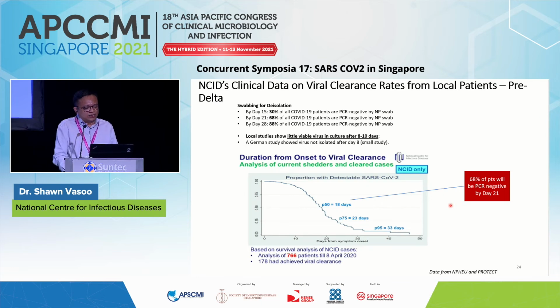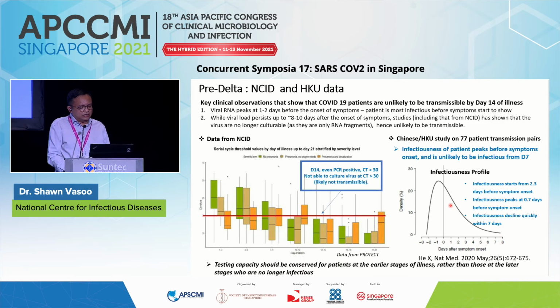So having said that, we did look at this in NCID, and you can see this is pre-Delta. We found that about 68% of patients with wild-type virus would be PCR negative by day 21. Of course, with PCR negativity, you might detect high CT values, but they may not be infectious. And our data corroborated with other data which came out early on in the pandemic out of Hong Kong U, where they found that the infective period is most likely around day -2 and tails down by day 8.